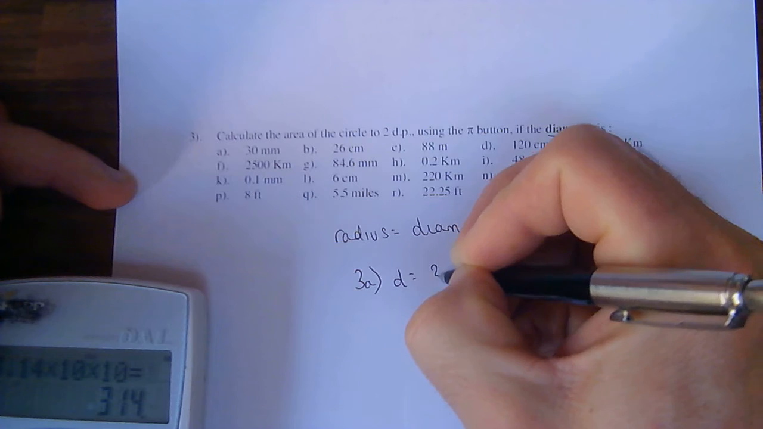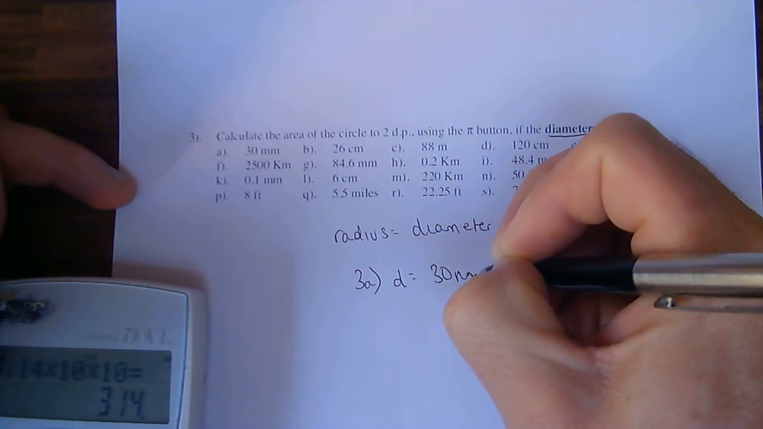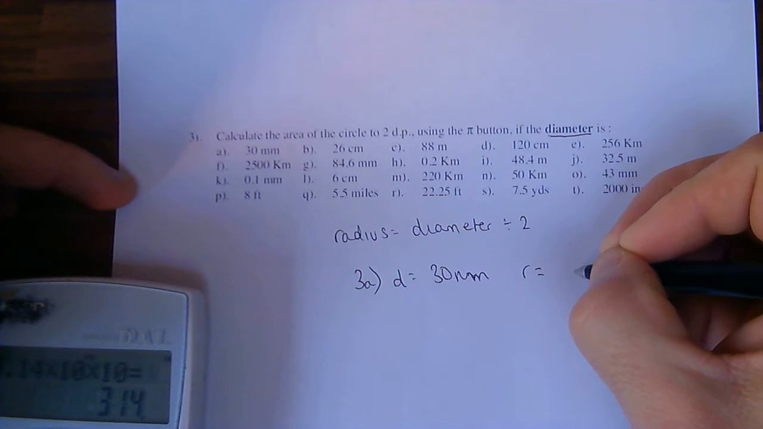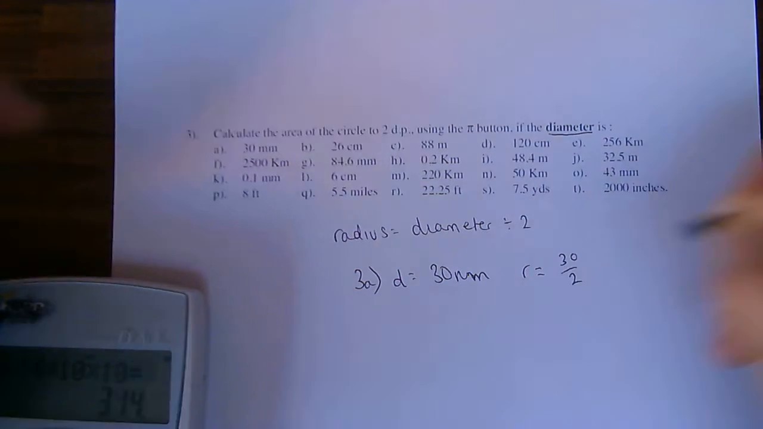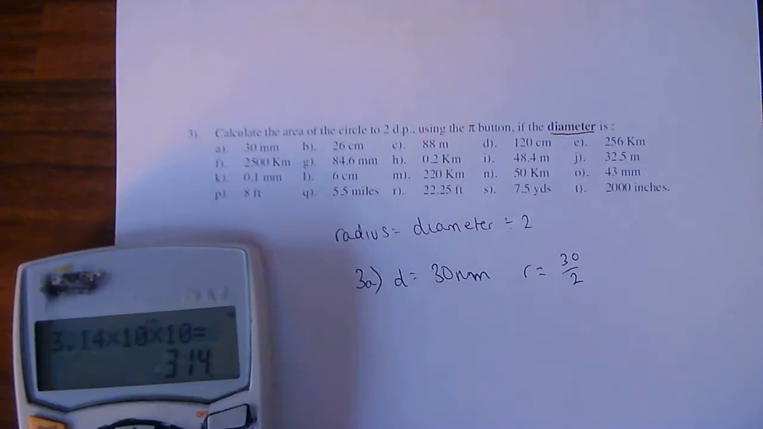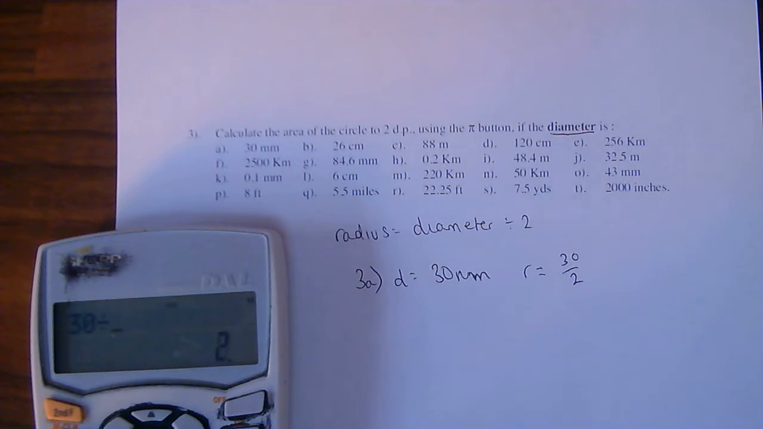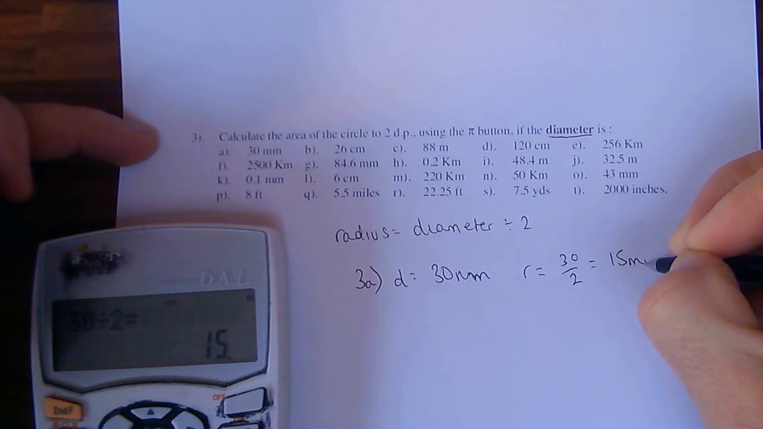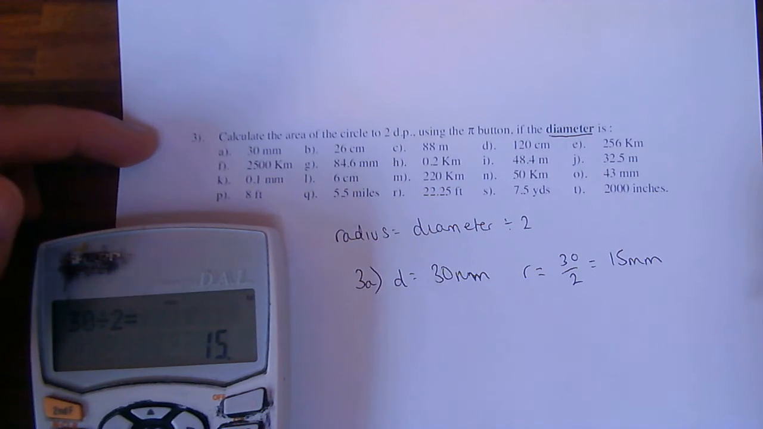My diameter is 30 millimeters. Now that means I've got to get my radius, which is going to be half of that. So it's 30 divided by 2. I know that most of you will know that, but just in case, we put it into our calculator, and we get an answer of 15 millimeters. Remember, our units are going to be important.